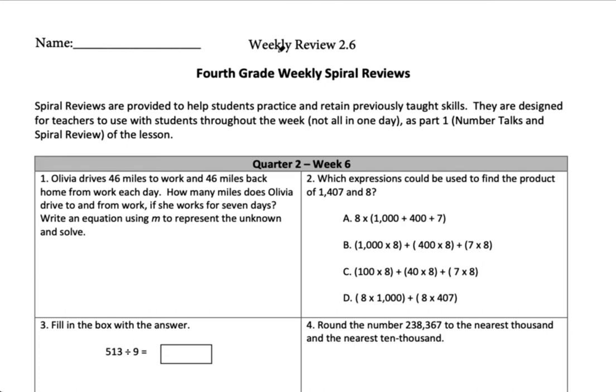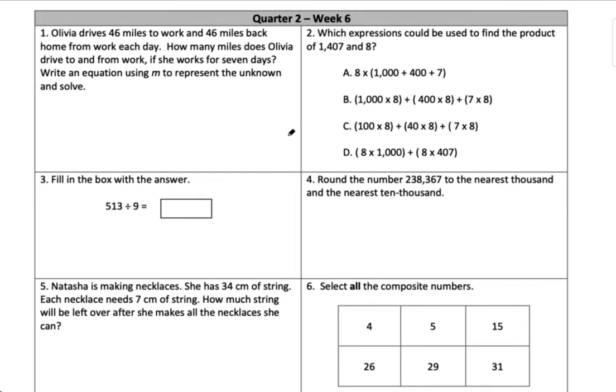So remember, this is Weekly Review 2.6. Make sure you have the right Weekly Review 2.6. All right, number one, Olivia drives 46 miles to work and 46 miles back home from work each day. How many miles does Olivia drive to and from work if she works for 7 days? Write an equation using M to represent the unknown and solve.